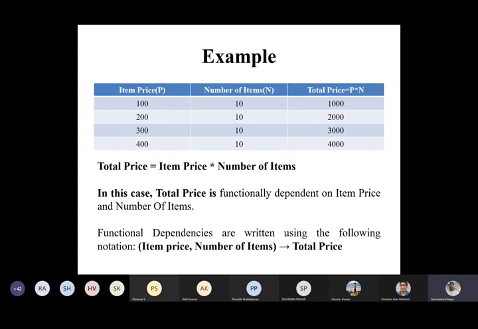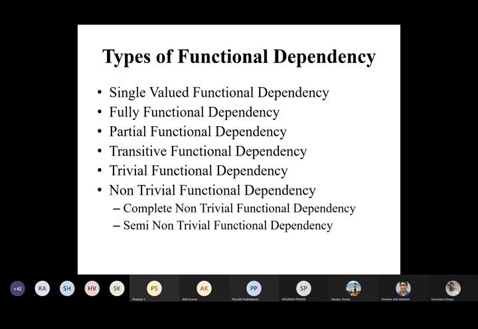For example, in a simple relation, you have item price and number of items, and total price is item price into number of items. So we say that there exists a functional dependency between item price, number of items, and the total price. Total price is dependent on item price and the number of items in that relation. We'll study single valued functional dependency, fully functional dependency, partial functional dependency, and so on.